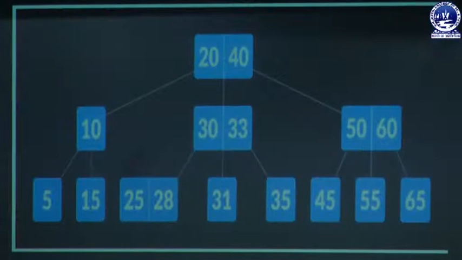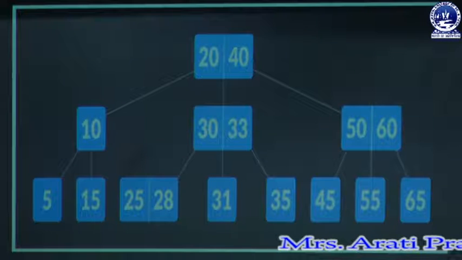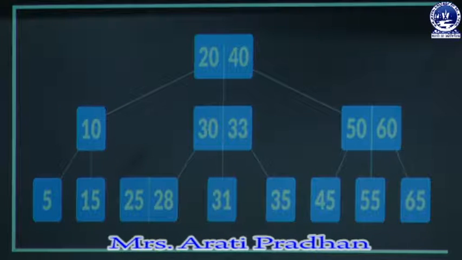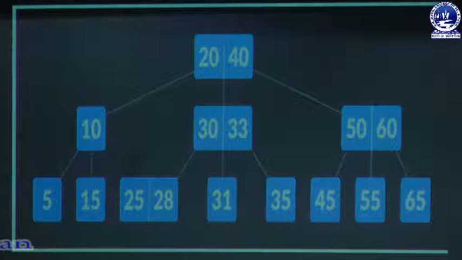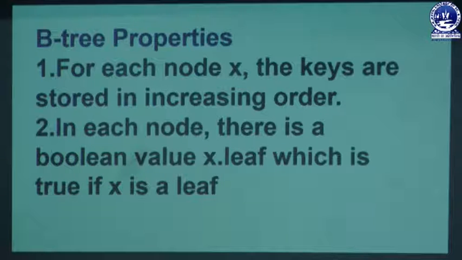This is a diagrammatic representation of B tree. Here you can see that each node contains more than one data value or key value, and those follow the properties of binary search tree and AVL tree as well. Now we will discuss B tree properties. First one is for each node x, the keys are sorted in increasing order.